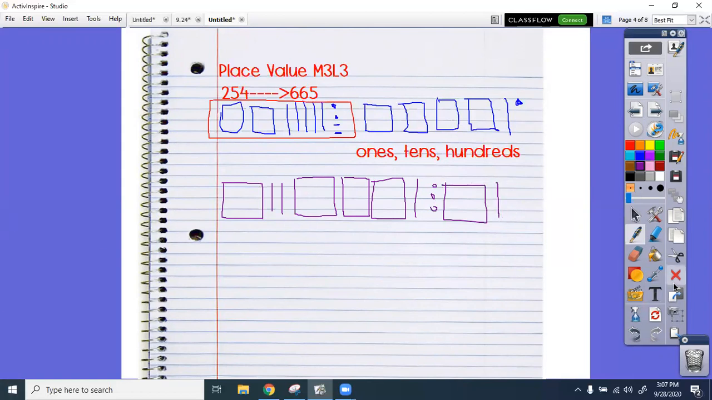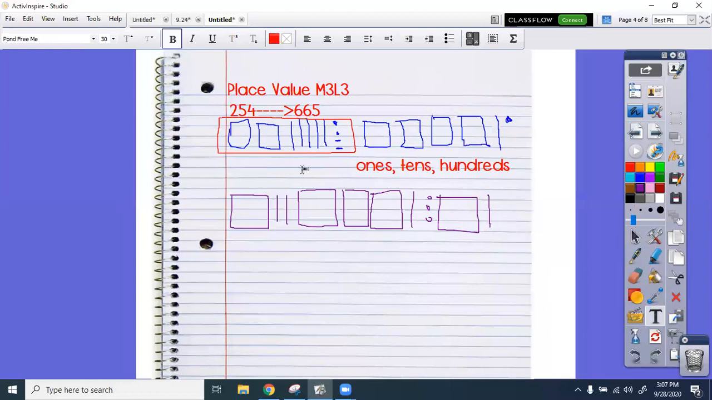First, I need my hundreds. 100, 200, 300, 400, 500. I have 5 hundreds. Then I have my tens. 10, 20, 30, 40. There's my hundreds, there's my tens, and then my ones.